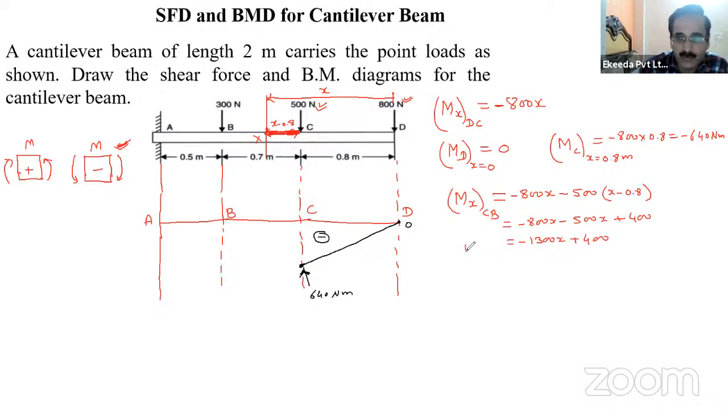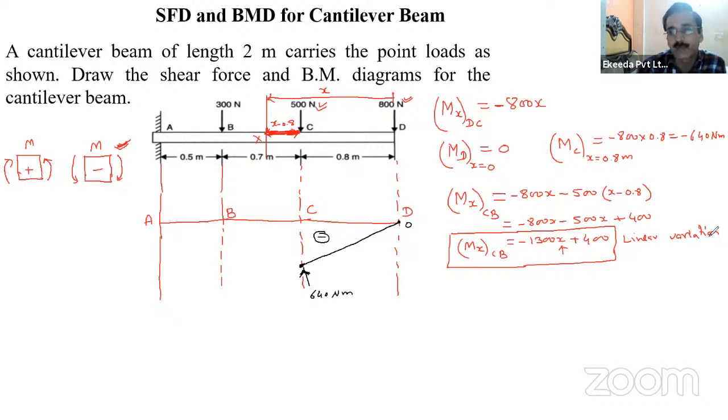So this is the bending moment Mx, which is valid between C to B, right? And it is again a linear variation. You can see here, x term is there, and this x term is making the linear variation. If it is x square, then it would be a parabolic variation. Now it is a linear variation. Now at B point and C point, what is the bending moment? So at B point, what is the value of x? It is 0.8.